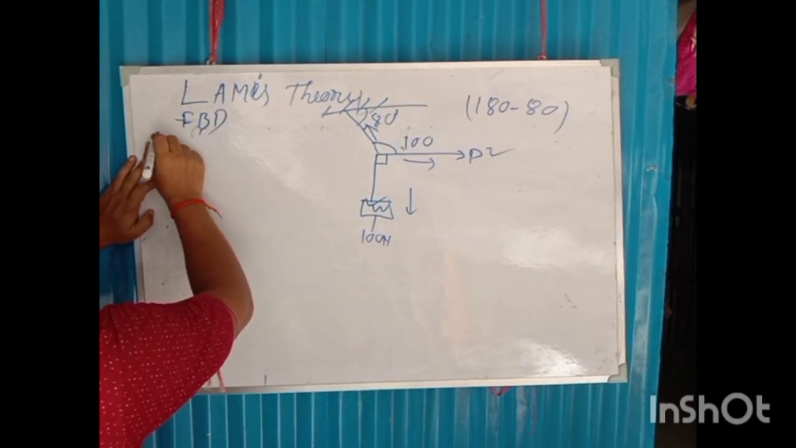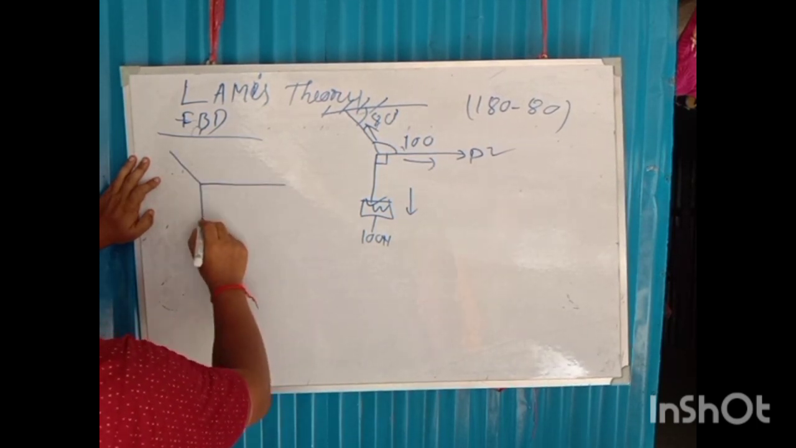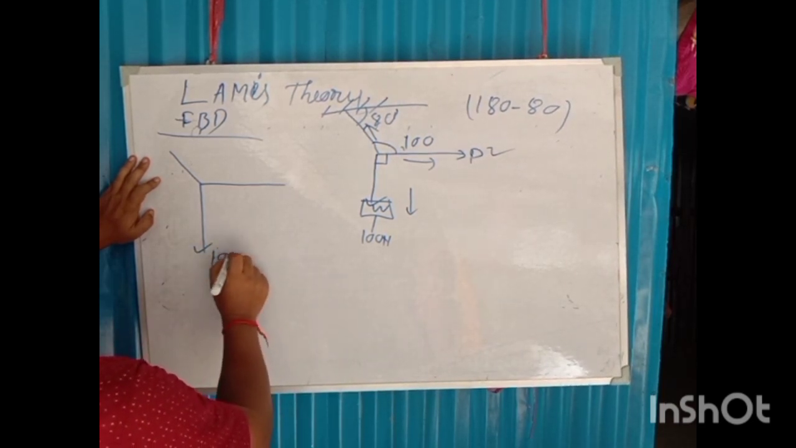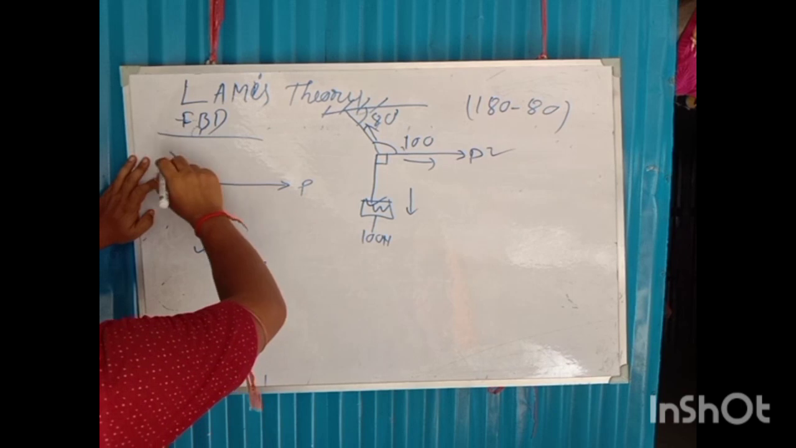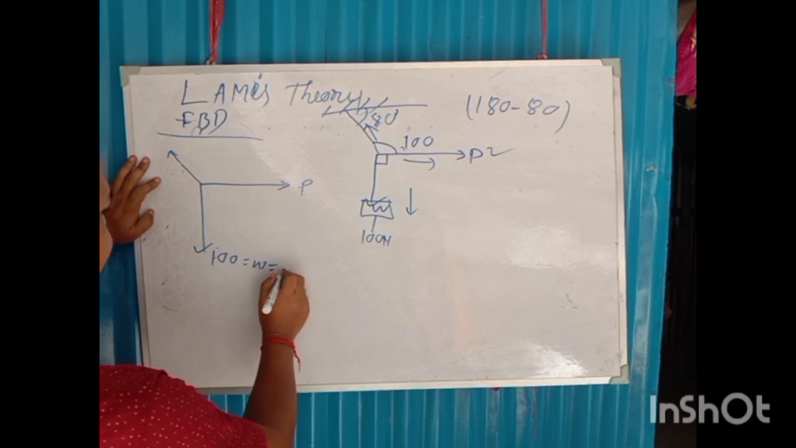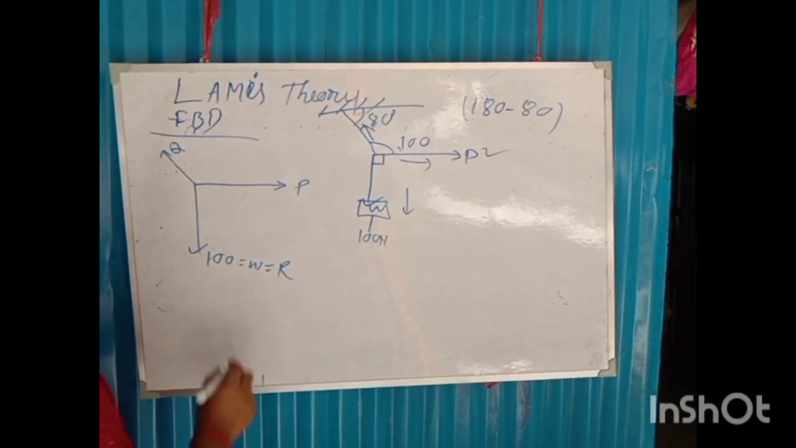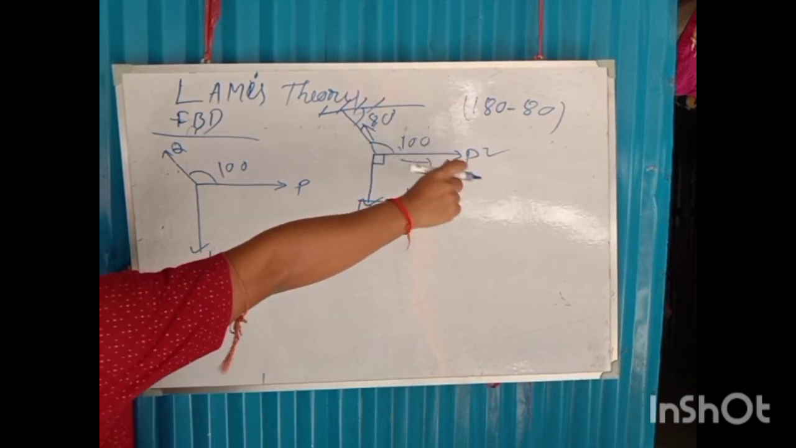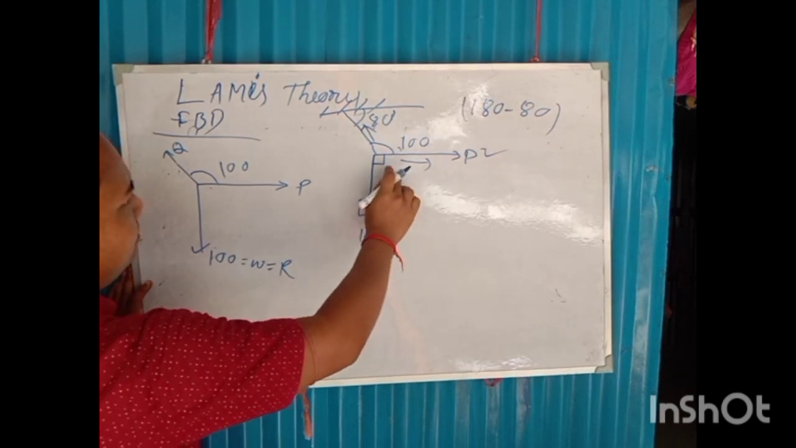Free body diagram, how it looks, this one and this one. Okay, this is weight, 100 Newton. This is P force, and this is weight, which we can take as R. Okay, and this is Q, the string tension. So the angle between them is 100. From here we can see the angle between them is 90 degree.